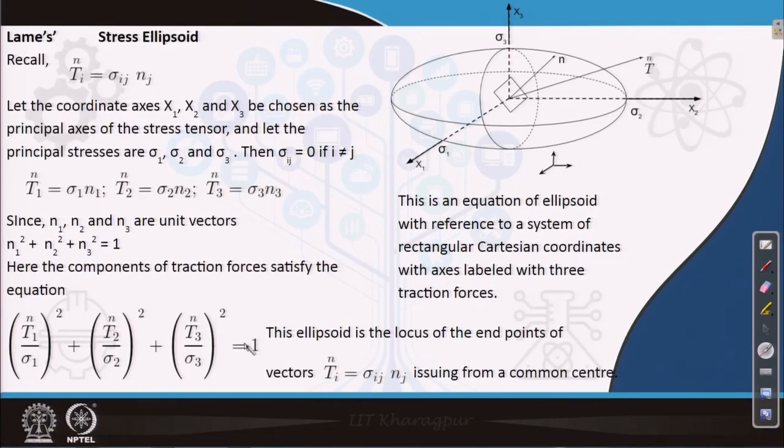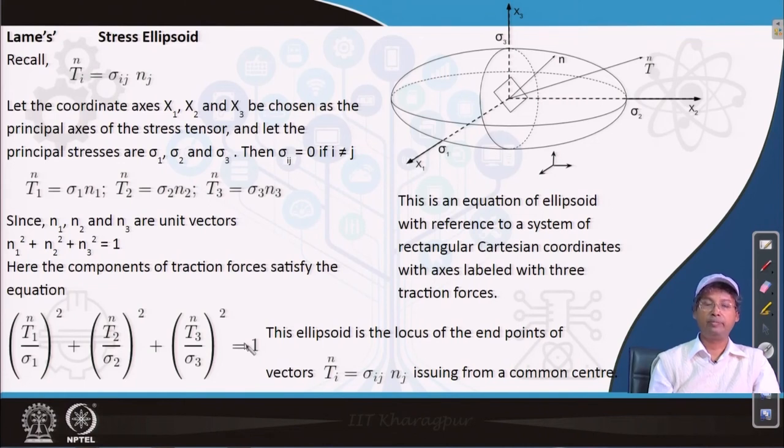Now, what is this? We have a relation. What does that mean? It means that if we consider a coordinate system coinciding with the principal axes, then for any body showing that stress system, the tip of the traction vector T i represents an ellipsoid.